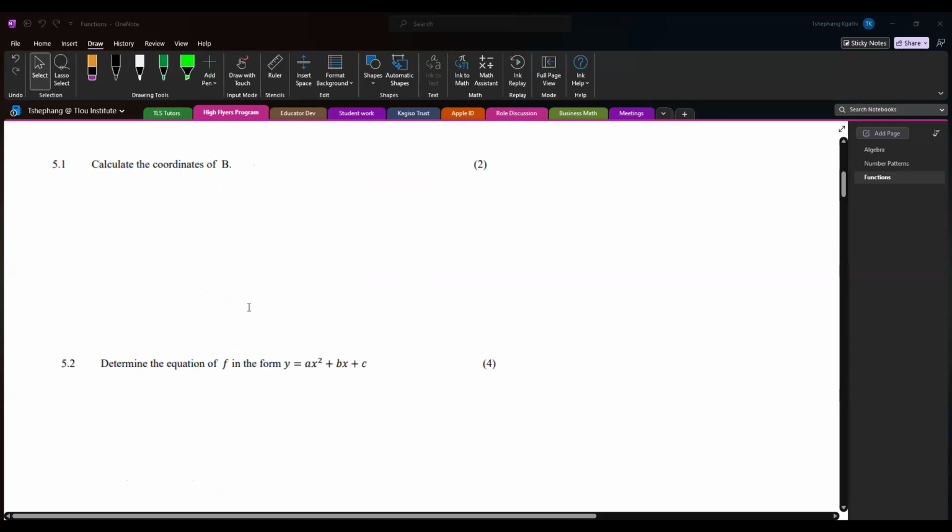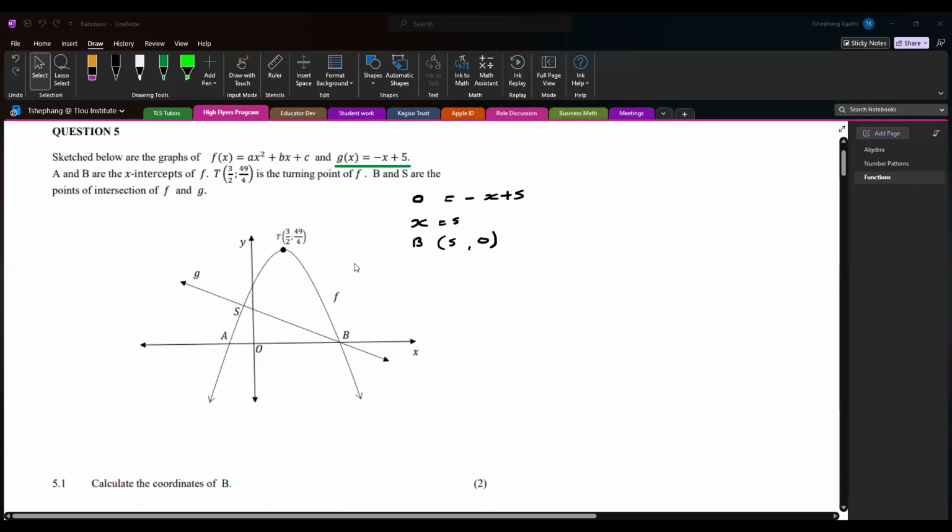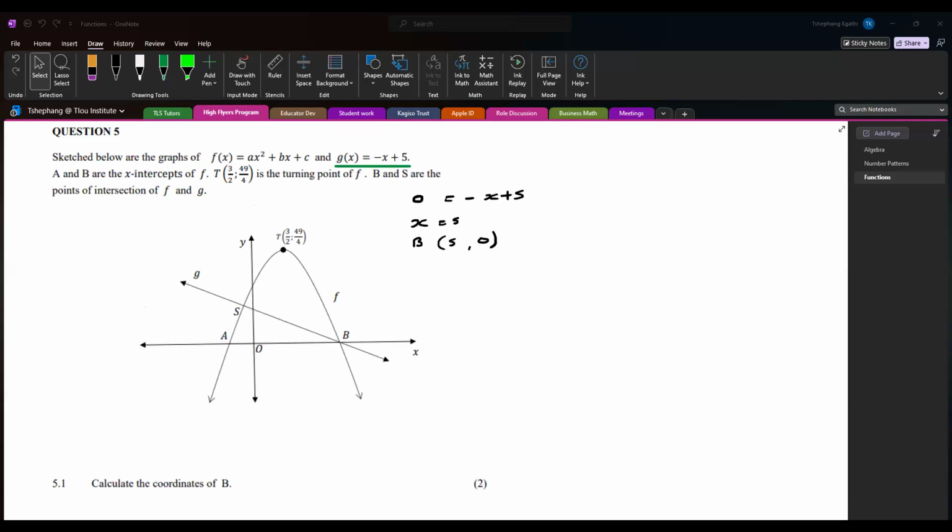Okay, next question. Determine the equation of f in the form y is equal to ax squared plus bx plus c, the standard form. That shouldn't be a problem at all, because we know we have the turning point. Let me just scroll back up. We don't only have the turning point, but we also have the point that we found in B. So that should make our life a little bit easier. So let's see what we can do there.